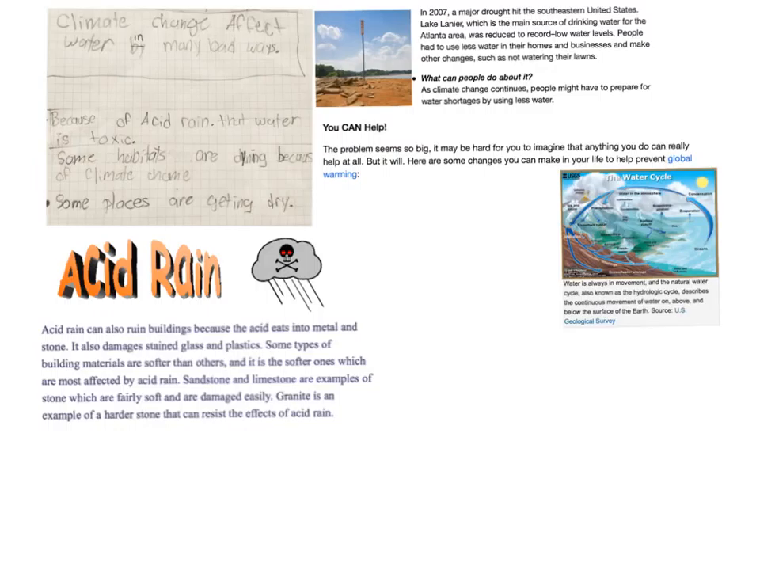The first thing I'm going to talk to you about is how climate change is affecting water because of acid rain. That water is toxic. As you can see, here's a cloud with this toxic thing. Okay, acid rain is toxic.